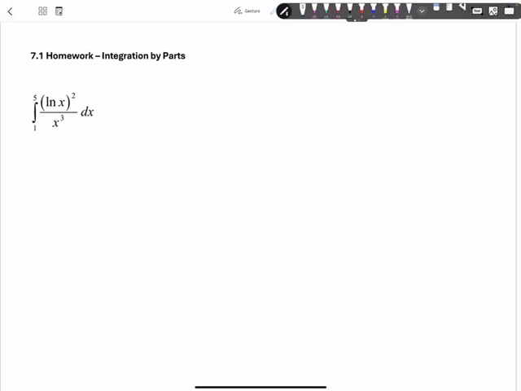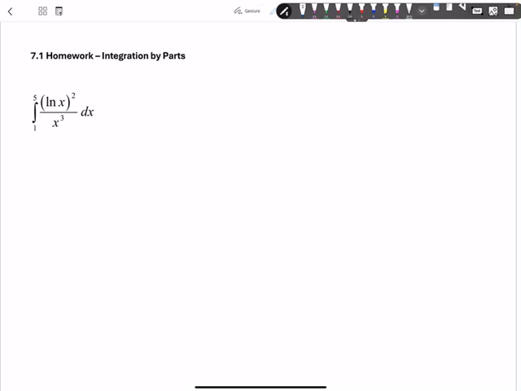Hi there. I would like to go over a few videos in section 7.1. This is the section on integration by parts. The first problem that I want to look at is the integral from 1 to 5 of (natural log of x) squared divided by x cubed.